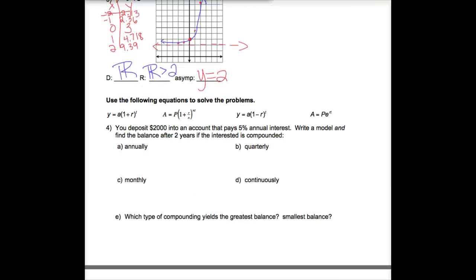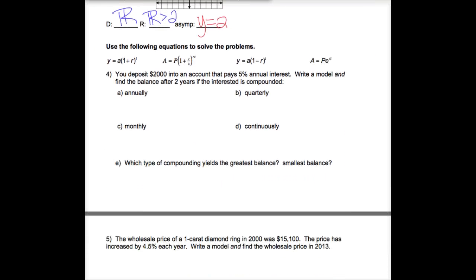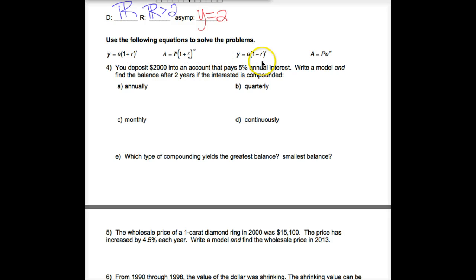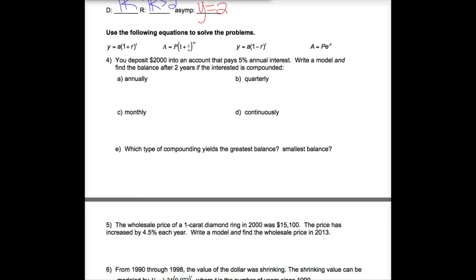The rest of the problems that are not graphs, you're going to be using these formulas. And yes, for those of you who asked in class today, these formulas will be given to you. But remember, you have to know what the variables stand for. So if you don't know what the variables stand for, that doesn't do you any good. You have to know what formula to use and what the variables stand for.